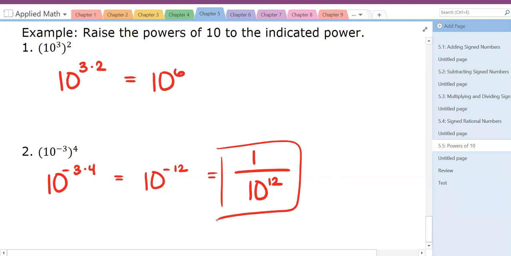And again, you don't have to worry about evaluating that because it's going to be a really small number. It's going to be 1 over 10 with a whole bunch of zeros after it. So if you actually divide that, it's going to be a tiny decimal. And your calculator is going to give it to you in scientific notation because it's too small for it to display all of it for you. So you can leave it right there.